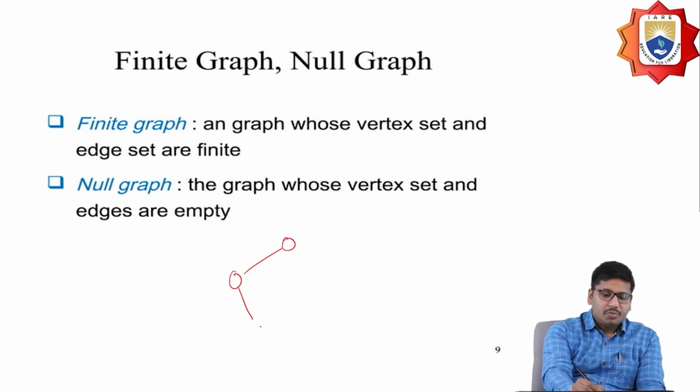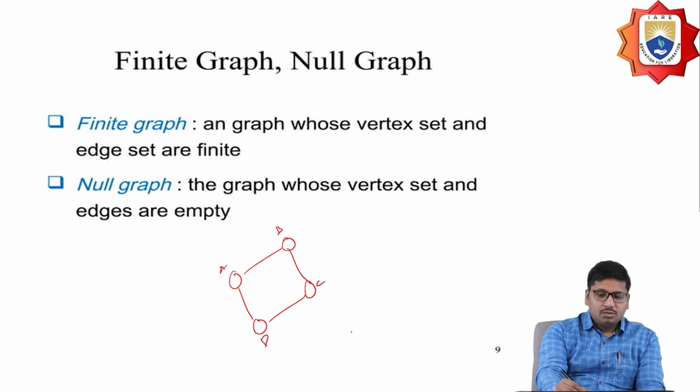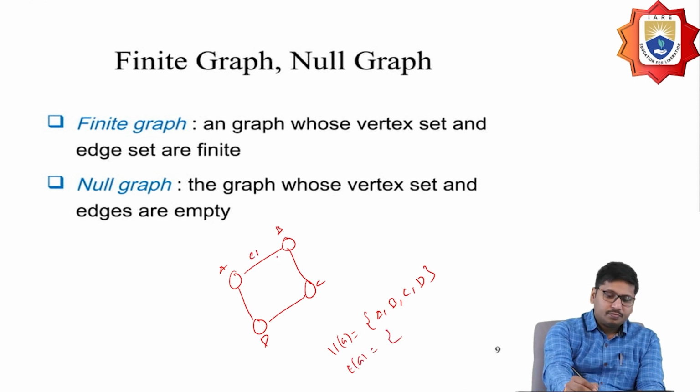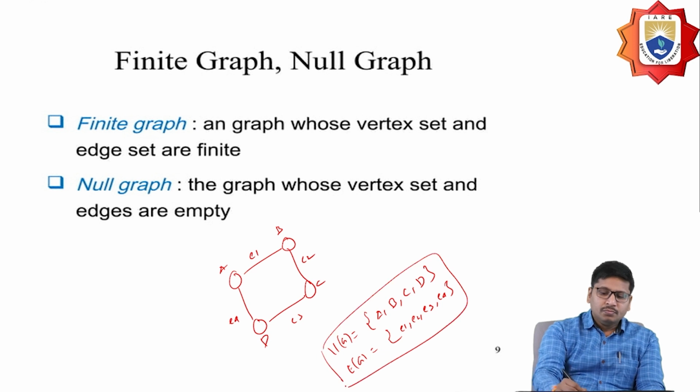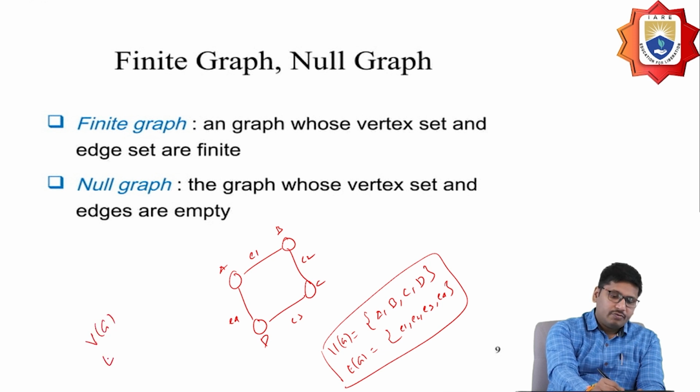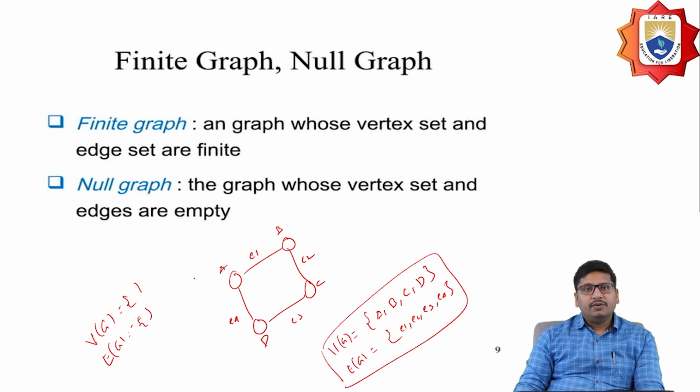So consider a graph. I'm going to consider this is the graph, and these are the vertices. Whose vertex set is finite, so that's why it should be a finite graph. And whenever the vertex set and edge set of the graph are empty, then it should be called a null graph.